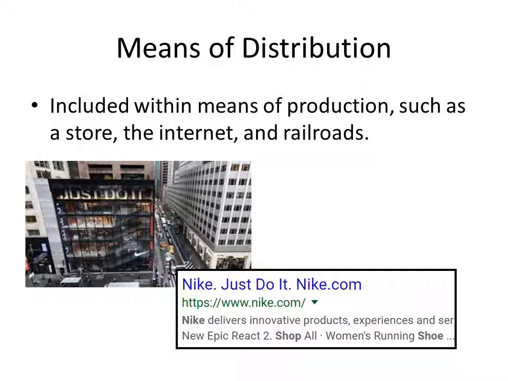You've got a store, you have internet, you have trucks, you probably own rail cars that ship your materials and your goods and services. So this is also how we look at the means of production.